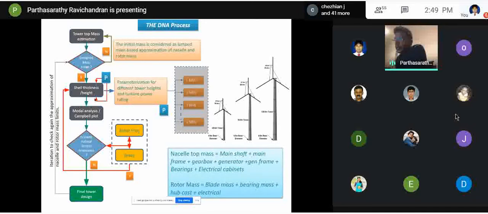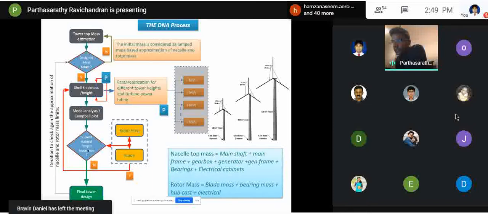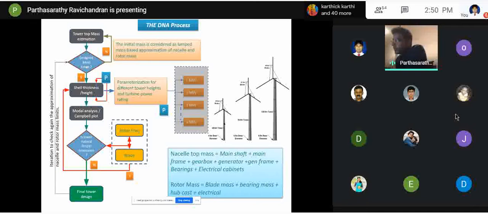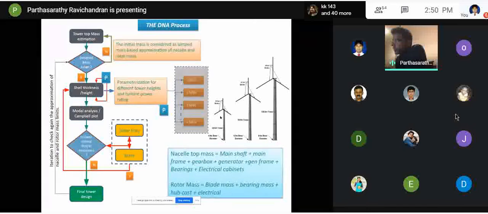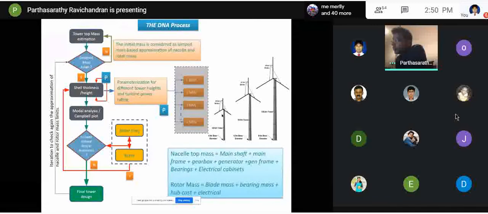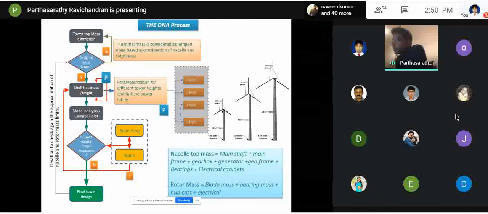So as we decide those factors, the modal analysis is done, and it is delivered in the form of a Campbell plot, where you check the natural frequency of the tower without the blades and everything assembled, just the tower only, along with the lumped mass on the top. What is the natural frequency of the whole tower? If the natural frequency of the tower and the rotor frequency, the blade passing frequency, match, what considerations have to be made in terms of the control system? Here, the rotor frequency means the rotor hub frequency.